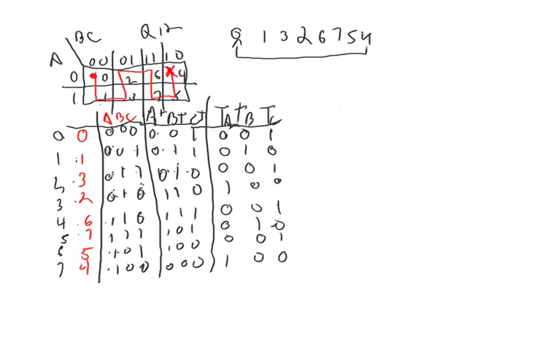So from 2, we want to go to 6. From 6, we want to go to 7. From 7, we want to go to 5. From 5, we want to go to 4. From 4, we go back to 0. I think we've got it right now.